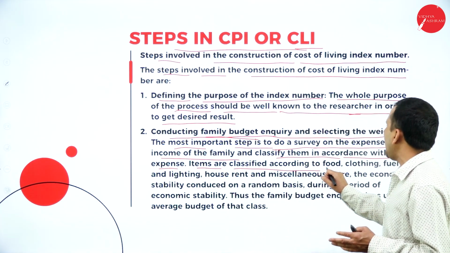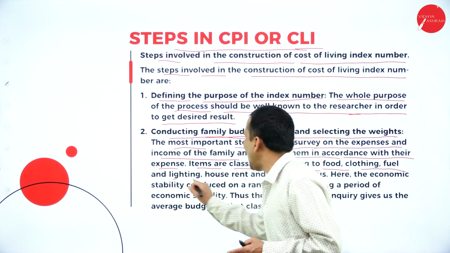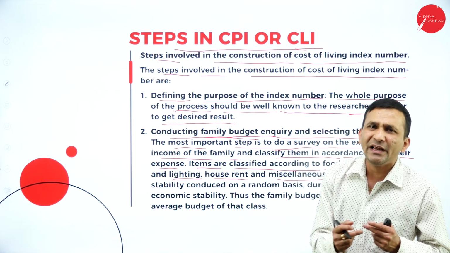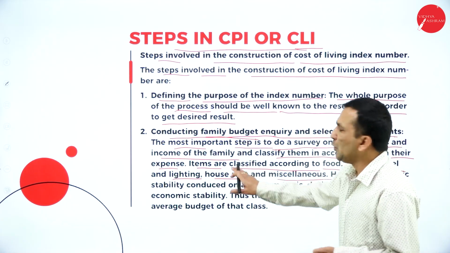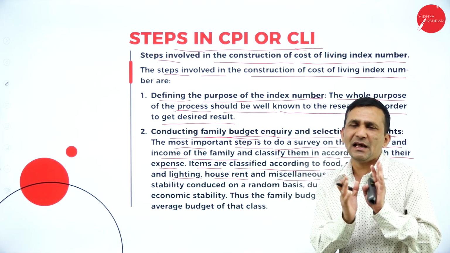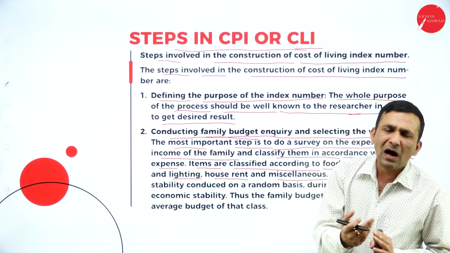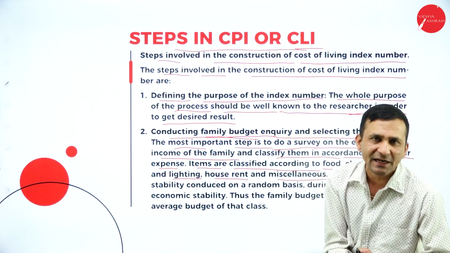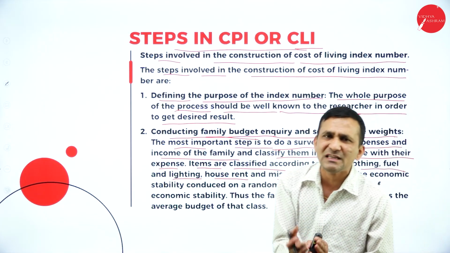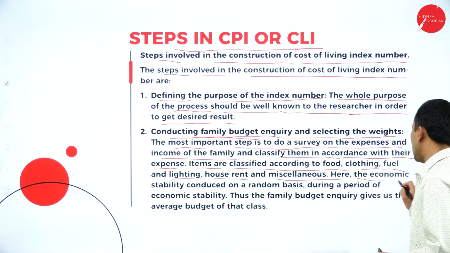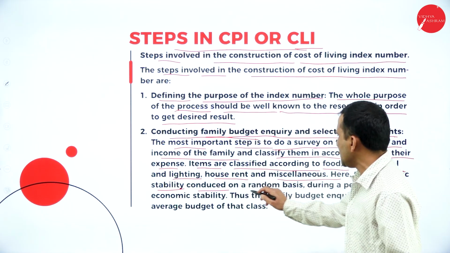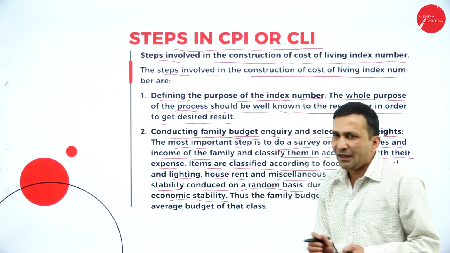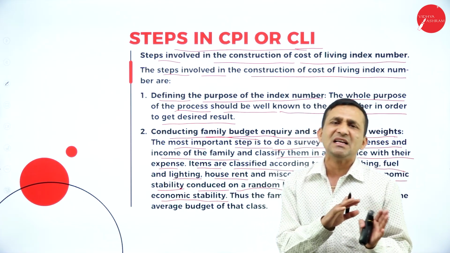So they need to calculate by conducting a survey. Items are classified according to food, clothing, fuel and lighting, house rent, and miscellaneous. There are too many expenses related to day-to-day living in society. Each and every family tries to make a family budget. After getting a salary or income source, they spend on primary and secondary expenses. If there is a surplus, it goes to saving. Here the economic stability is studied on a random basis, during the period of economic stability.